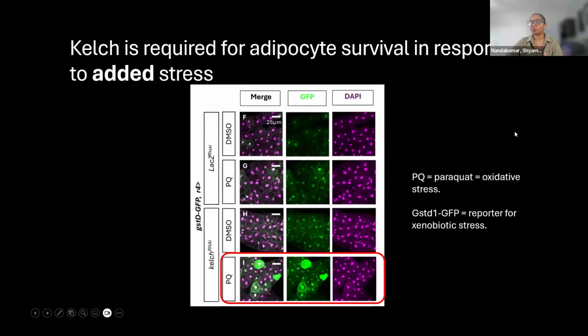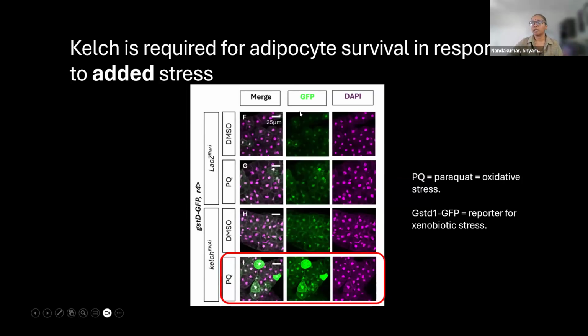I've also treated fat bodies to other stresses. They're famously difficult to kill unless you're messing with multiple pathways. So in this slide, I'm stressing the fat bodies out by adding paraquat, which is an oxidative stressor.